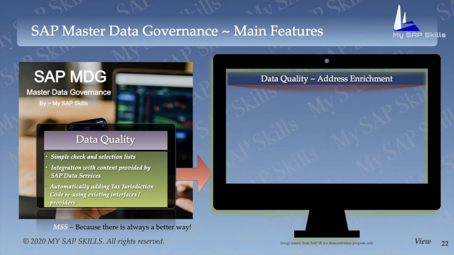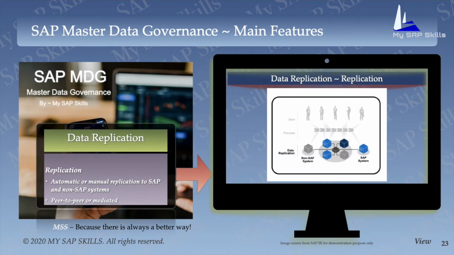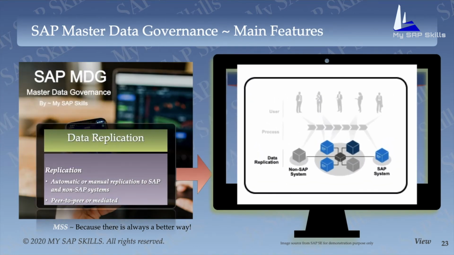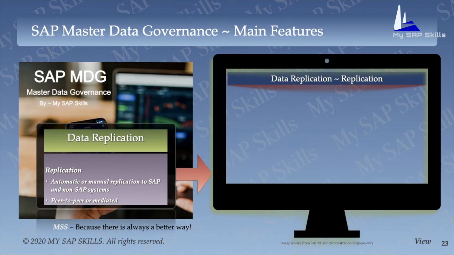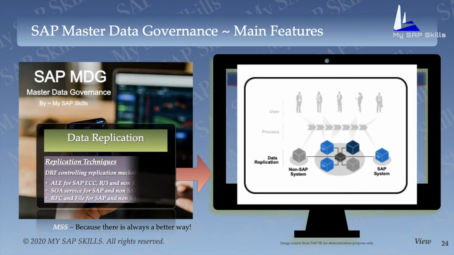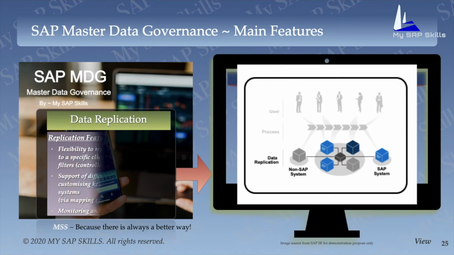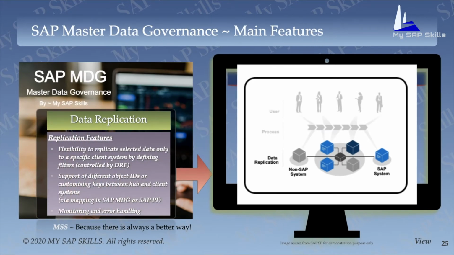Another key advantage of SAP MDG is the replication facility. Replication can be automatic or manual replication to SAP and non-SAP systems. The system has different replication techniques, and it works on the data replication framework. The MDG system is flexible enough to replicate selected data only to a specific client system by defining filters, which is controlled by DRF. It also supports different object IDs or customizing keys between hub and client systems. It has error monitoring and error handling feasibility.